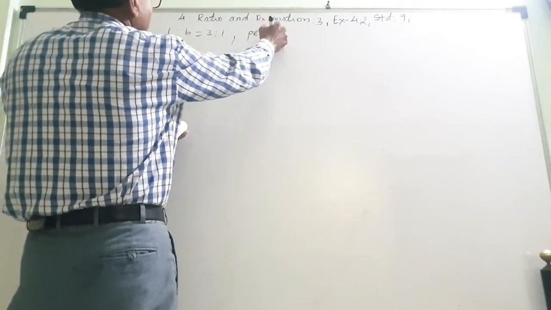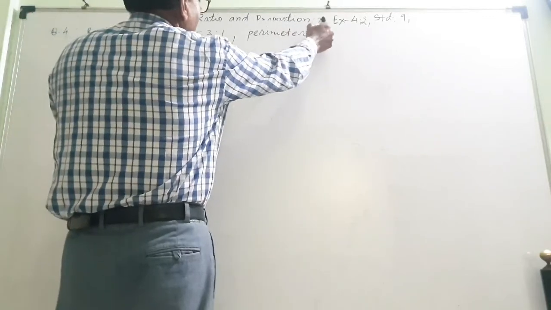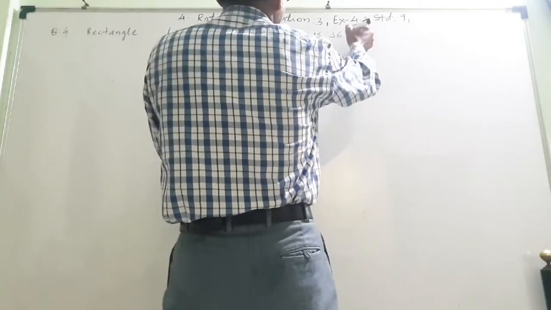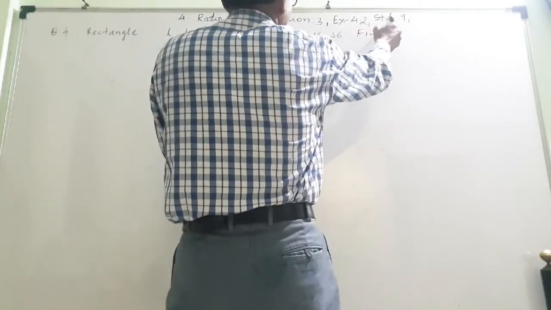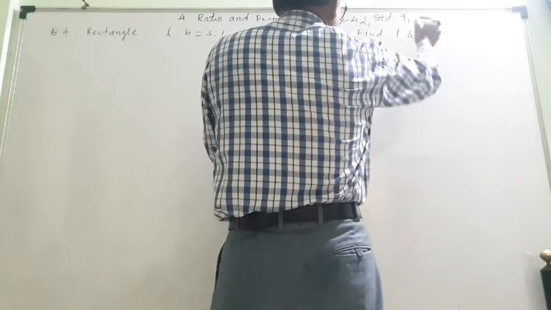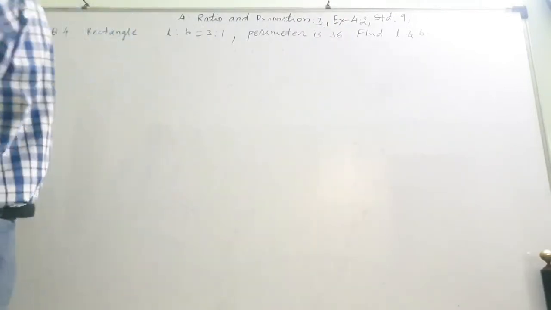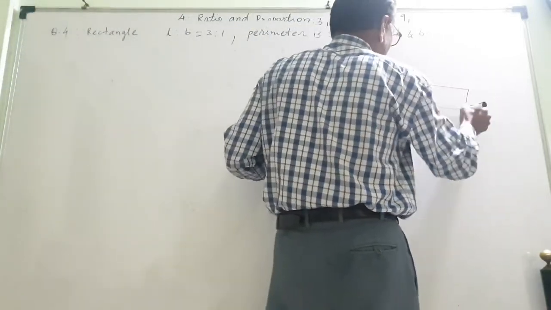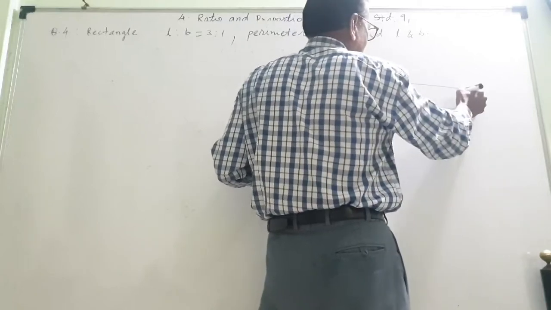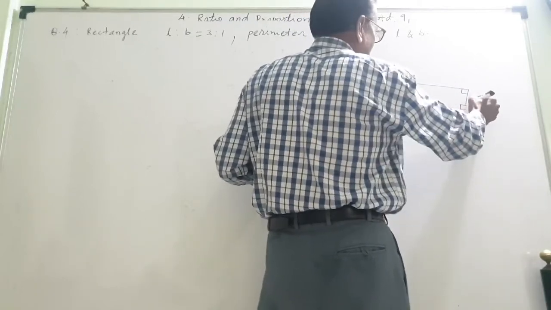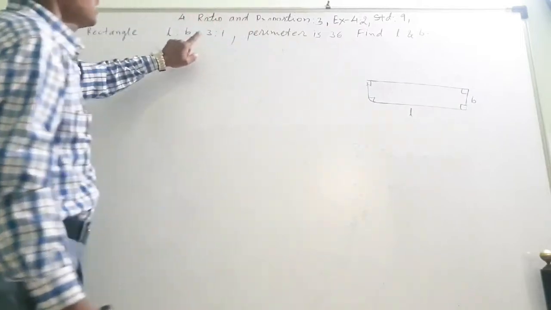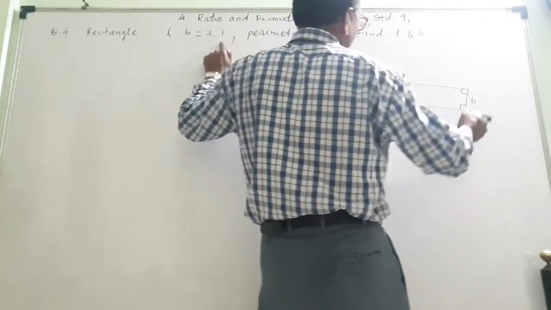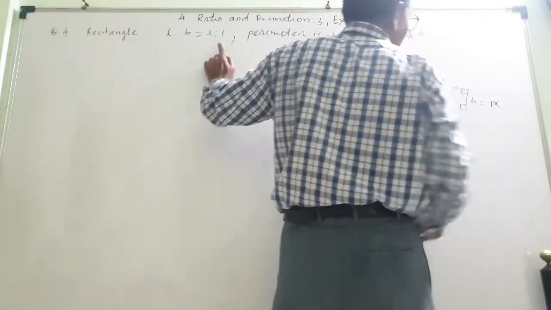Find length and breadth, find L and B. First of all, we will see the rectangle. This is a rectangle. This is L, this is B. Now this is 3 is to 1, so L is equal to 3x and breadth is equal to 1x, means x.